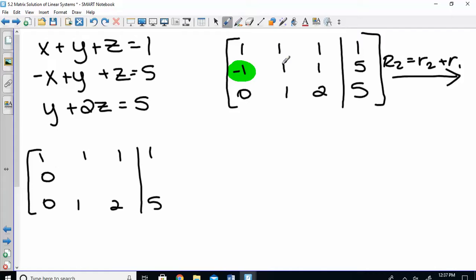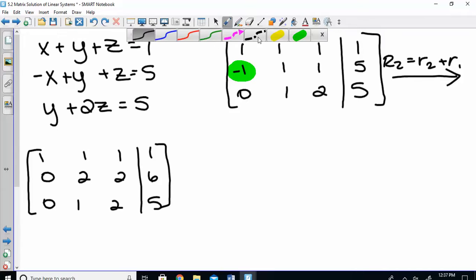And to get row 2, you add rows 1 and 2. So 1 plus -1 is 0. 1 plus 1 is 2. 1 plus 1 is 2. 1 plus 5 is 6. All right. Next, we need a 1 in row 2, column 2.